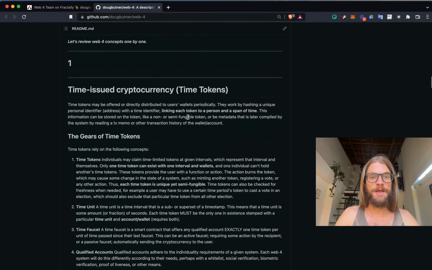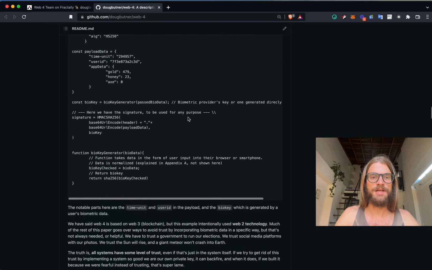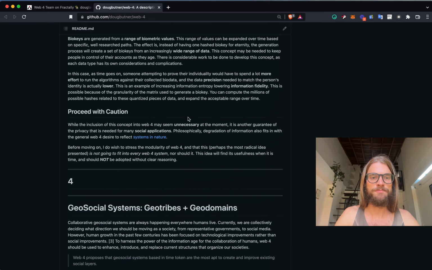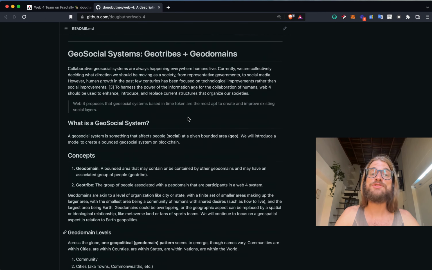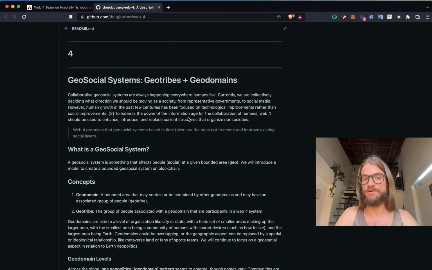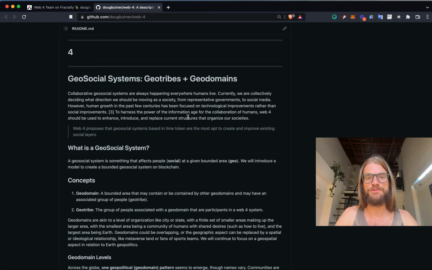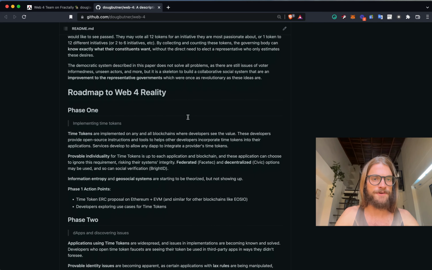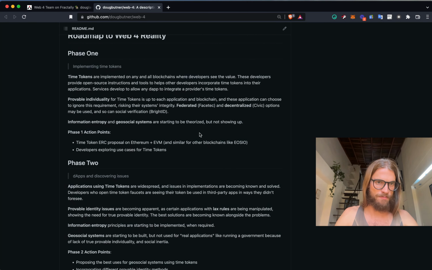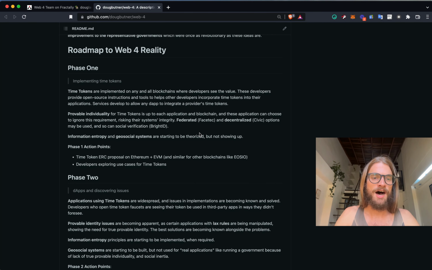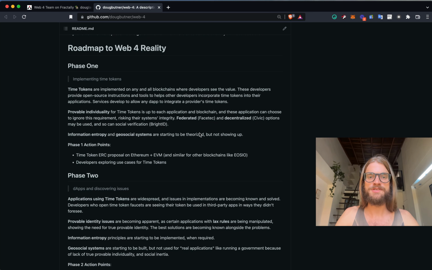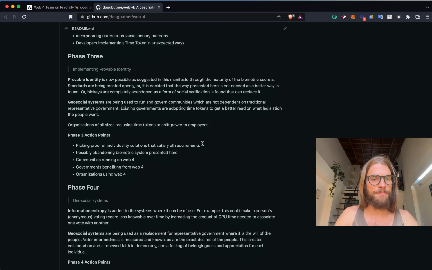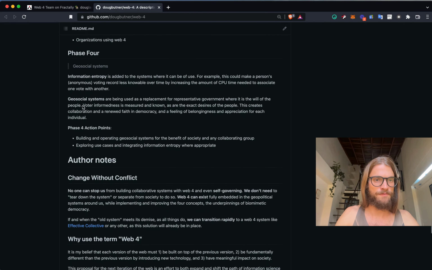And yeah, the rest of the paper, we basically go into these components: time tokens, proof of individuality, information entropy, geosocial systems, and this is where I really want to go with it, this concept of geotribes. And what else do we have? High fidelity democracy, and our roadmap. So this is exciting. I want to focus on the conceptual, or the spirit of what we want. And let's go on to phase 4.